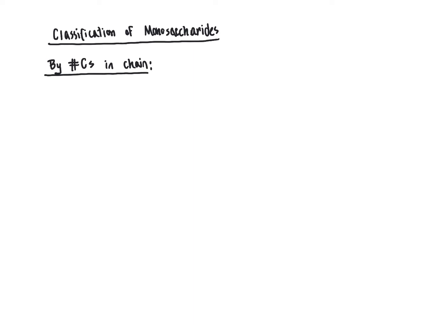When we classify them based on the number of carbon atoms in the chain, we can begin with 3 carbon atoms. Generally, 3 is the lowest number of carbon atoms that you will find in a monosaccharide, and a 3 carbon chain is referred to as a triose. Remember from our last video that the OSE suffix refers to the fact that this is a carbohydrate, and the tri part of this name refers to the fact that there are 3 carbons.